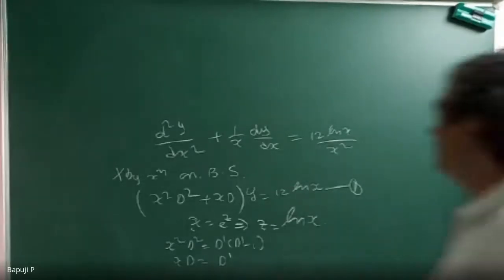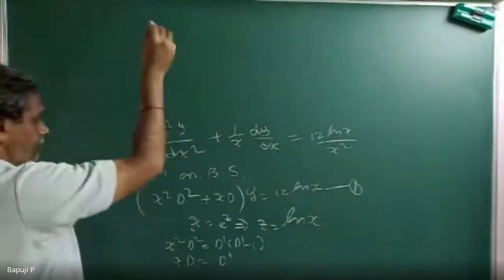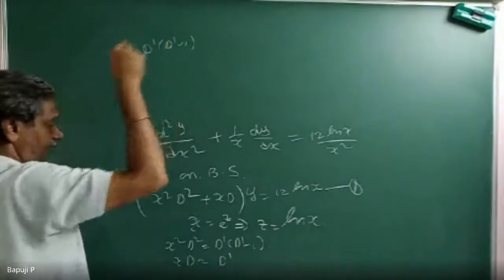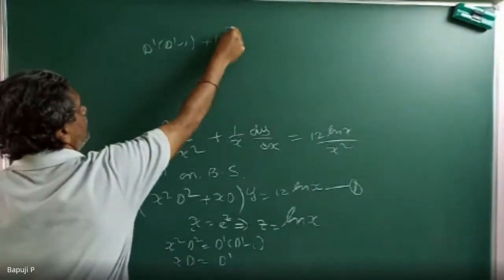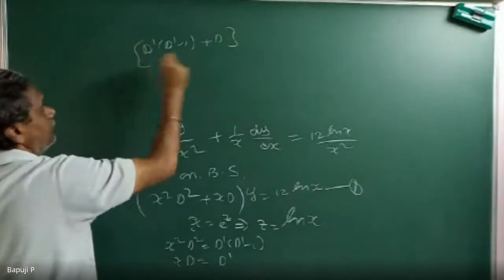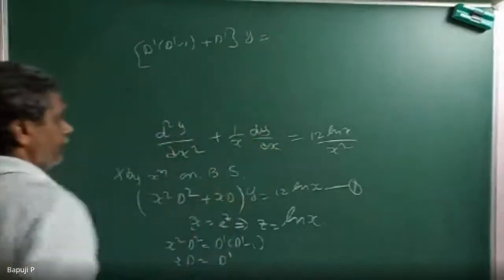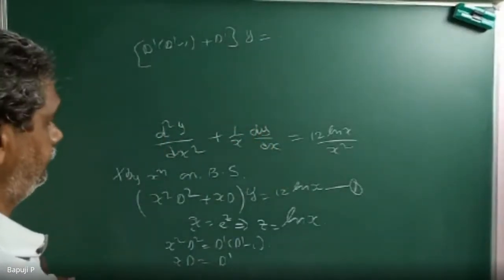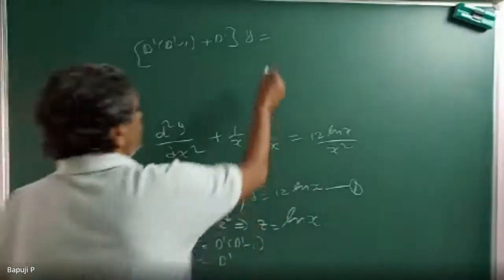If you go back and substitute in 1, what will you get? D dash minus 1 plus D dash into y. Log x becomes what? Log x becomes z.